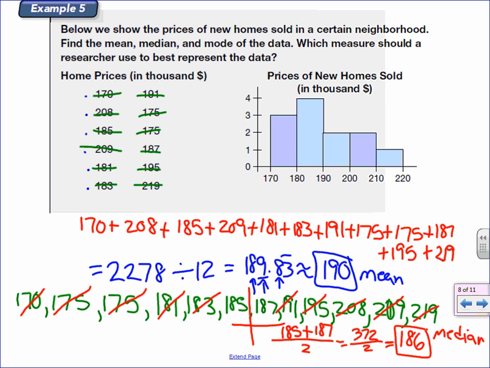The mean is 190. And then the last one is the mode, the number that happens the most. And so looking through this, I see that there are two 175s. So I know that that is my mode.